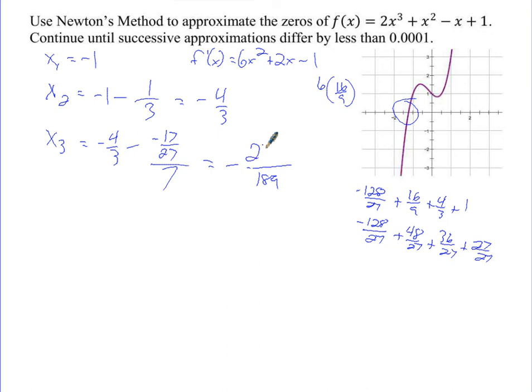235 over 189. What is the decimal approximation there? My guess is like 1.24. Remember, we need this degree of accuracy. 339. What's the decimal here? Negative 1.33333. All right, are we differing by less than 0.0001? No, so that means we have to do one more, maybe.